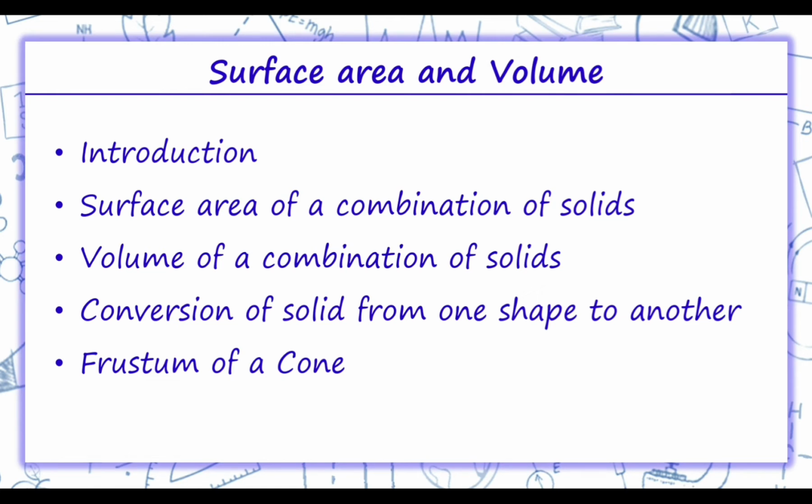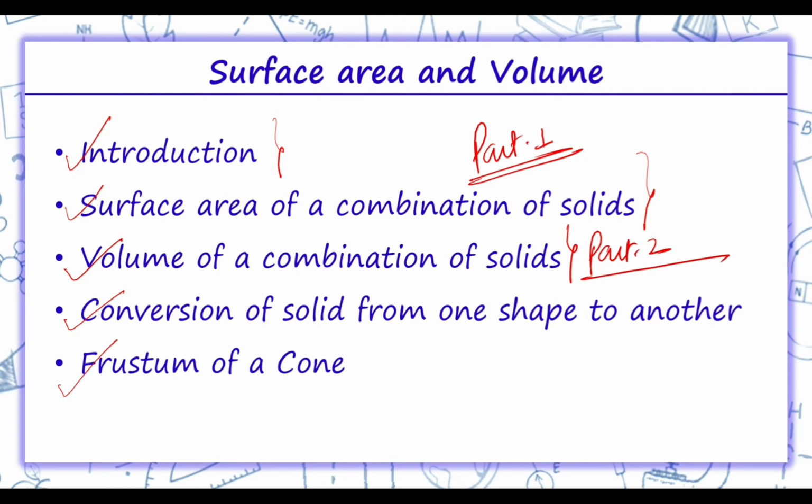So in this chapter we are going to discuss introduction, then we'll study surface area of combining figures, and then volume of combination of solids, then conversion of solid from one shape to another, then frustum of cone. In part 1, we are going to study introduction and surface area of the combination of solids. Volume of the combination of solids we'll study in part 2, conversion of solid from one shape to another shape in part 3, and frustum of cone in part 4.